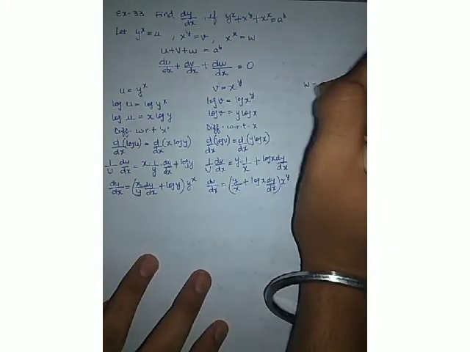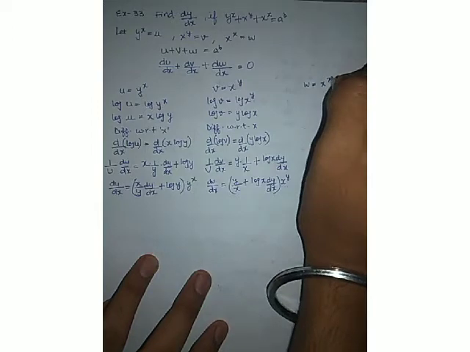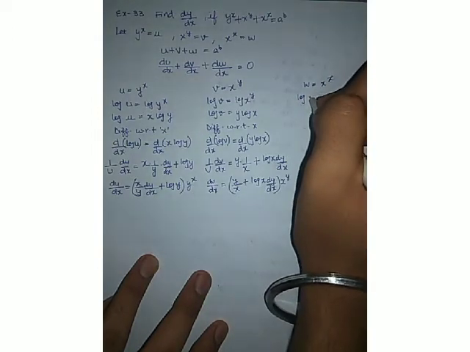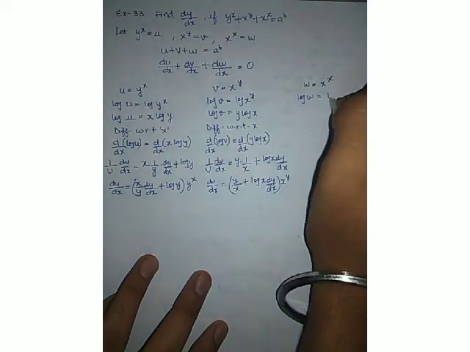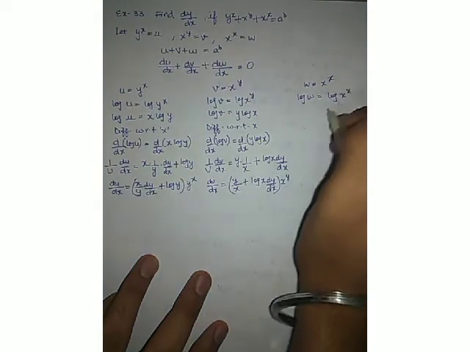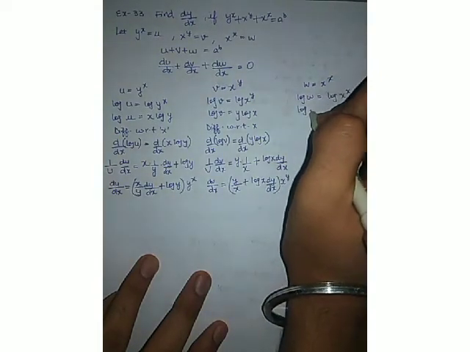Now w is remaining only. w is equal to x raised to power x. Again, take log on both of the sides. Log of w is equal to log x raised to power x. Now, simplify it a bit.